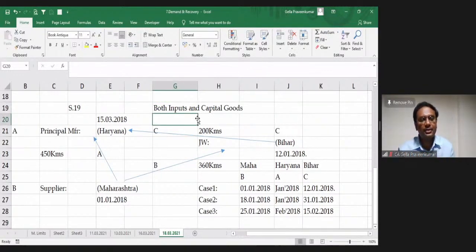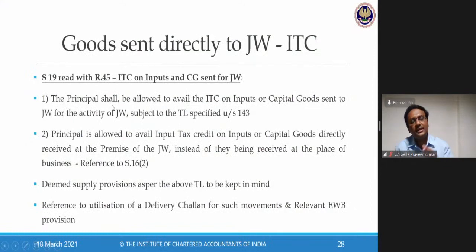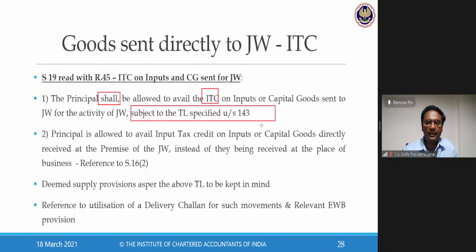So, hope you have understood this concept of my job work. Let me go back to my presentation. Now, this principle says, section 19, the principal shall be allowed to avail ITC. Shall be, not maybe, shall be. It's an affirmative. The principal shall be allowed to avail ITC on inputs or capital goods sent to job work for the activity of job work, subject to a time limit of 143.